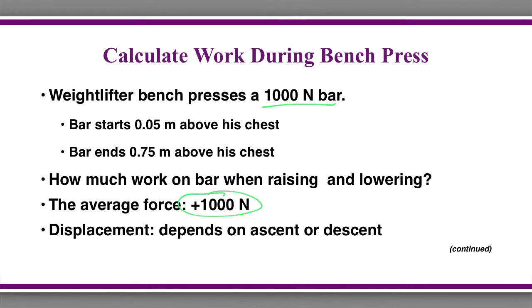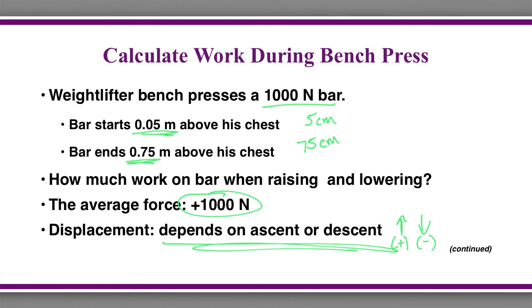All right. Now we're going to talk first about the ascent of the movement, where it's starting at 0.05 meters, all right? Because remember in the picture, it was 5 centimeters. So it's 0.05 meters, and the bar is going to end at 0.75 meters, or at 75 centimeters, okay? Now, our displacement in these two examples, the ascent and the descent, is going to depend on whether he is going up or down, as to whether it's positive or negative.